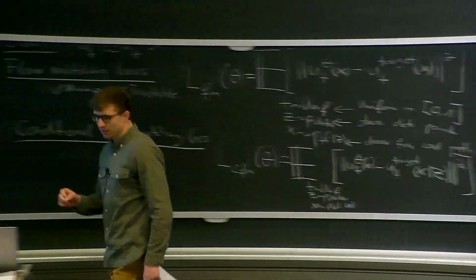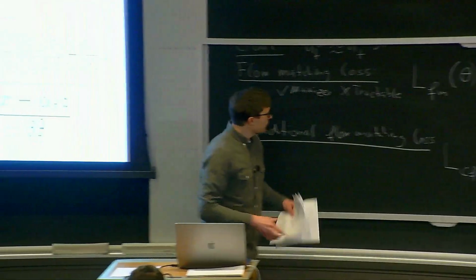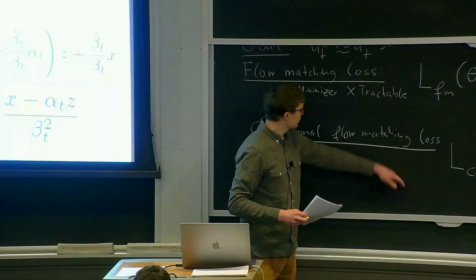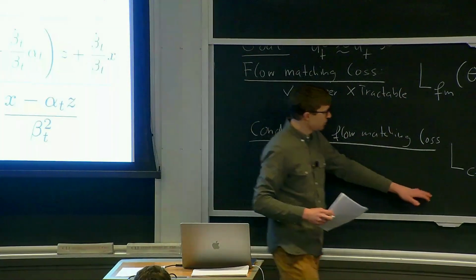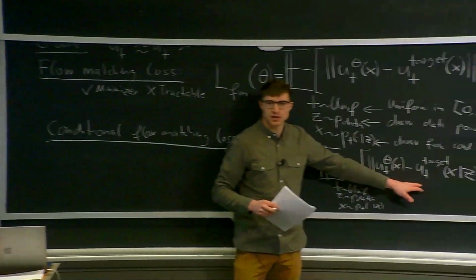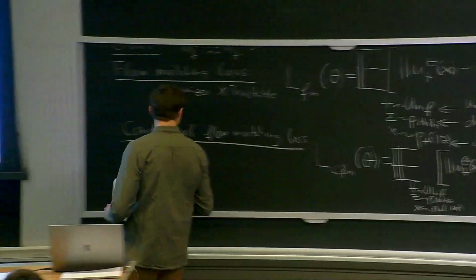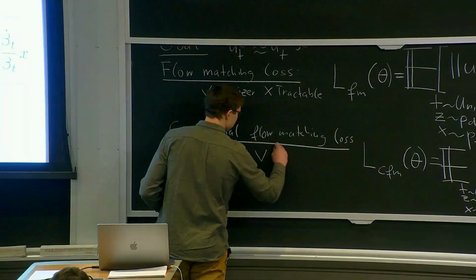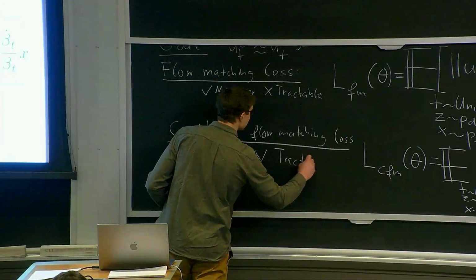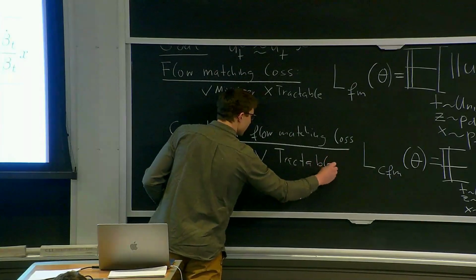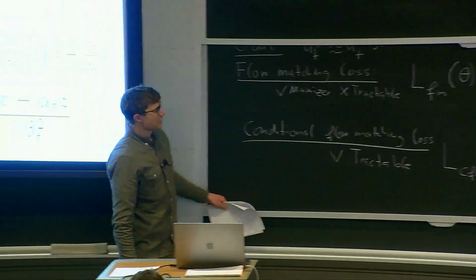All right, so from this loss to this loss, from the flow matching loss to the conditional loss, the only difference is I'm plugging in the conditional vector field, okay? So now I made this tractable, so great. But what's the minimizer?